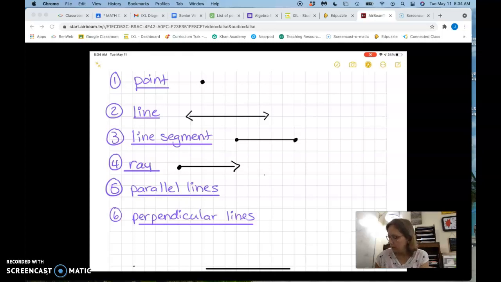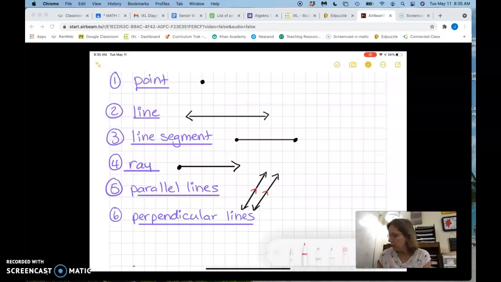Parallel lines will never touch, and those don't exactly look parallel, but we'll pretend. And they are usually marked with a little arrow so you know that they're parallel. That little arrow means that they are running next to each other and they're never going to touch.